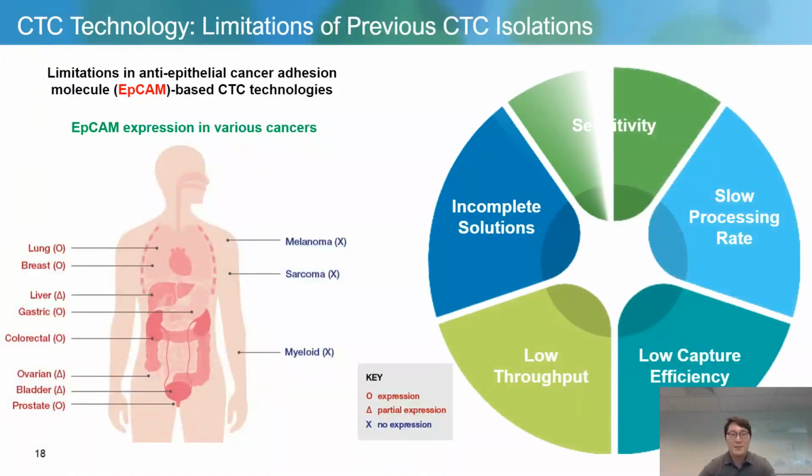But more importantly, the first FDA-cleared CTC technology that uses anti-epithelial cell adhesion molecule, called EpCAM, has a major drawback in wider use. The EpCAM expression on CTCs is very different depending on the source of CTCs from the cancer individual. For example, if your CTCs are coming from myeloid or melanoma patients, there is a high chance you lose those CTCs due to their low or zero expression of EpCAM. So in summary, many previous CTC systems have a lack of sensitivity, long processing time, low capture efficiency, and low throughput.